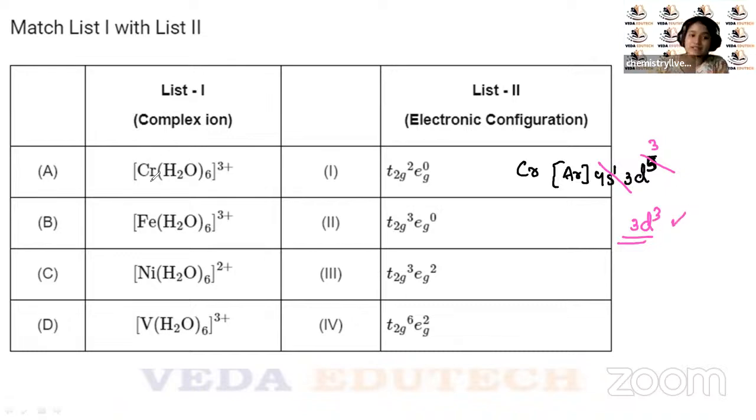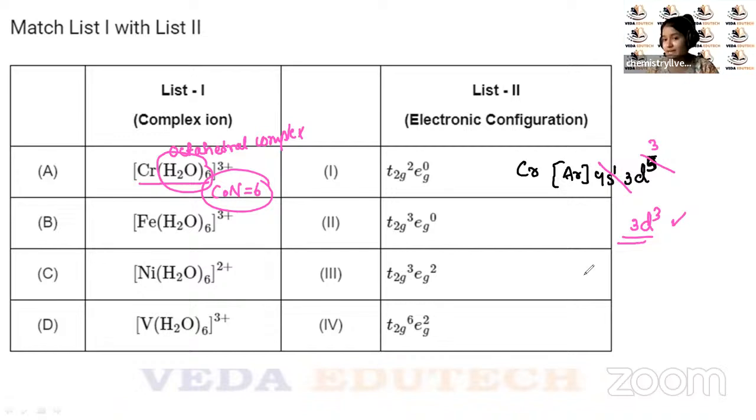Now as you can see, children, which complex is this? Octahedral complex. How do you know that it is an octahedral complex? Because the coordination number is 6 here, meaning 6 ligands. So when the coordination number is 6, it is an octahedral complex.